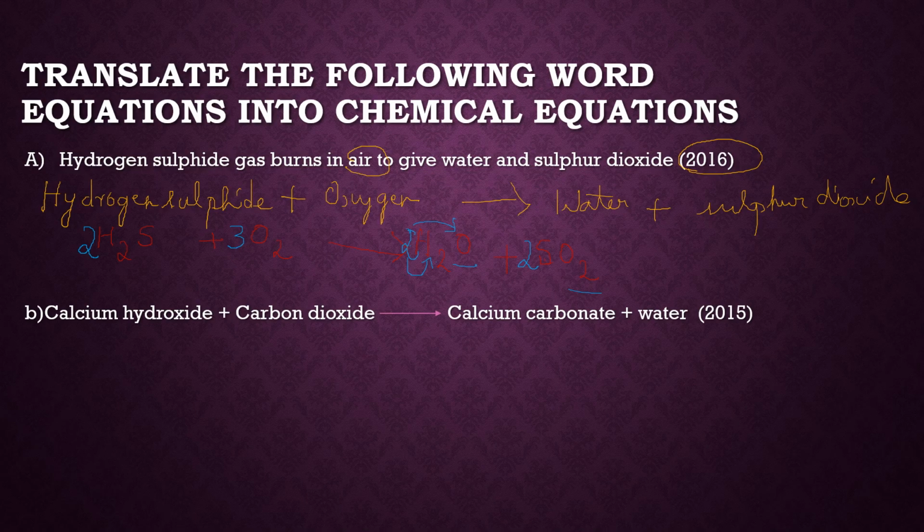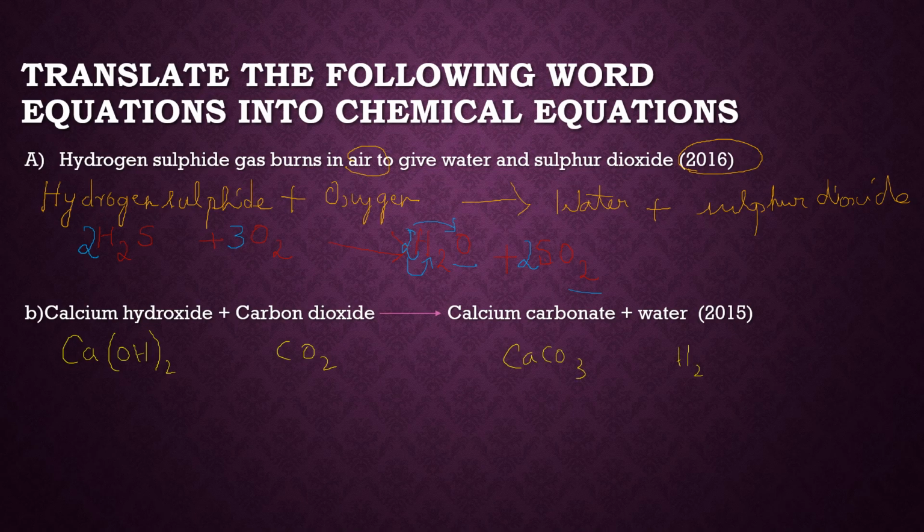So what is the formula for calcium hydroxide? As you all know, it's a base, right? Calcium hydroxide is a base, and carbon dioxide, it's acidic. Normally carbon dioxide is acidic, right? So let us write that now. So what is the formula for calcium hydroxide? Ca(OH)2, hydroxide. So what about carbon dioxide? We all know it's CO2. What about calcium carbonate? It's CaCO3.